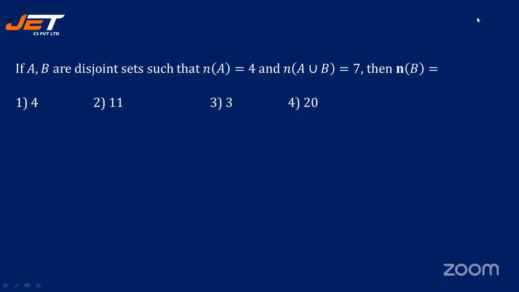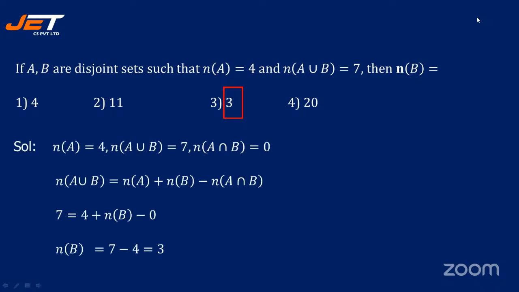See the next question. If A, B are disjoint sets such that n of A is 4 and n of A union B is 7, then n of B is dash. So the answer is 3.